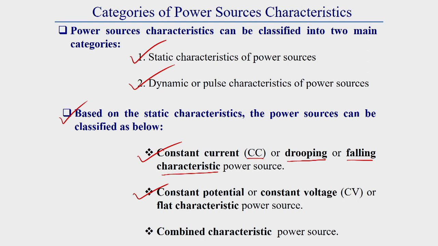Another category is constant potential or constant voltage characteristics. This is popularly known as CV characteristic power sources, where C stands for constant and V stands for voltage. That is why this is also called constant voltage power source characteristics. Depending upon these characteristics, the power source is called a CV power source. And the third category has a combination of CC and CV, that means combined characteristic power source. This third category is called combined category power sources.